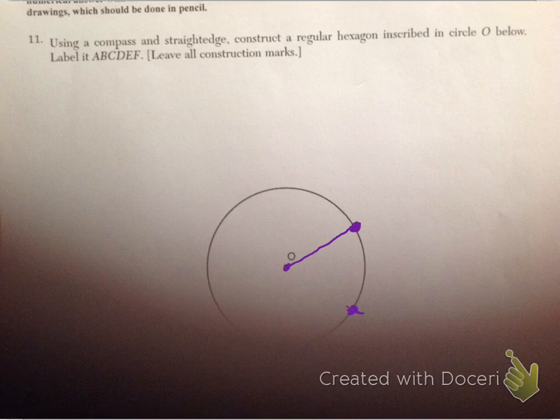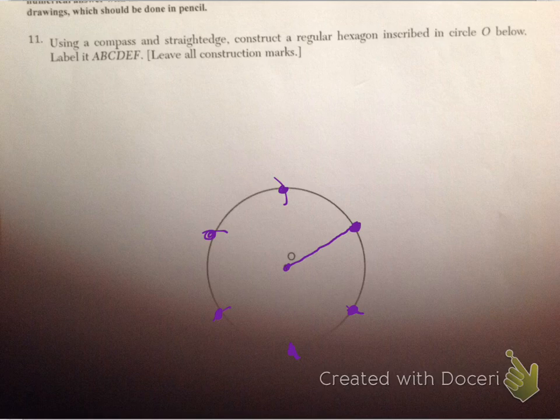Now you're going to put the compass on the second point, and you're going to do the same thing. You're going to mark it. Here's our third point. You're going to keep going. You're going to keep marking. It's 4. Keep marking. 5. Keep marking. Until you get back to the original place.